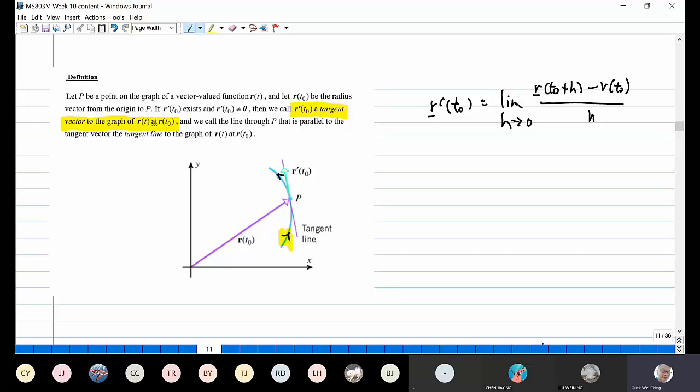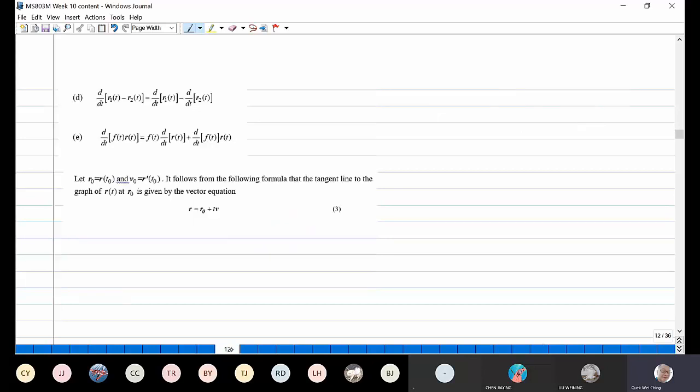Can you find the tangent line? We call it the tangent line. How do we find the tangent line? In this case, we're going to talk about the tangent line on this graph. The tangent line has an equation. What is the equation of a line?